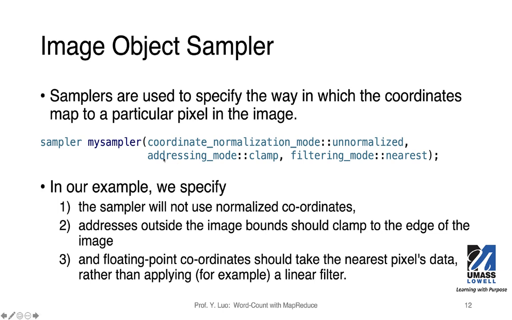By setting this addressing mode to clamp, we're saying that any access outside the image bounds should clamp to the edge of the image. Also, we set the filtering mode to be nearest. That is to say that for any floating point coordinates, by calculation, we're going to use the nearest pixel data rather than applying a linear filter.